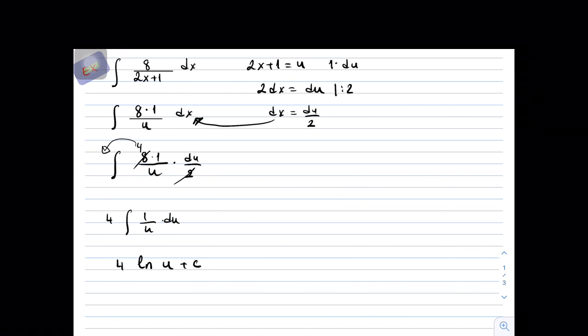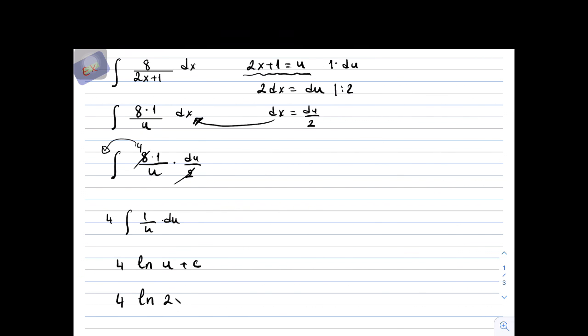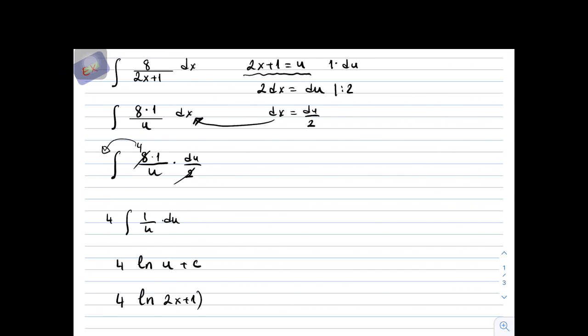What is the u now? 4 ln, so u is 2x plus 1. 2x plus 1. So you can use the parentheses here and see. That's it. This is the answer.